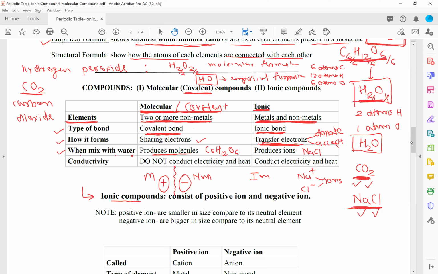It is the same connection for the conductivity. Because the ionic compound dissociates into ions, it can conduct electricity or heat. That is the reason why we can conduct electricity or heat if there is an ionic solution. However, it cannot conduct electricity and heat if it's a molecular compound.